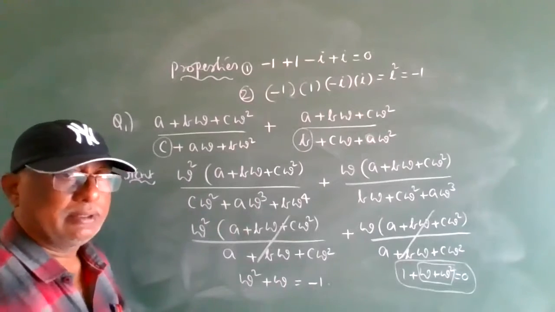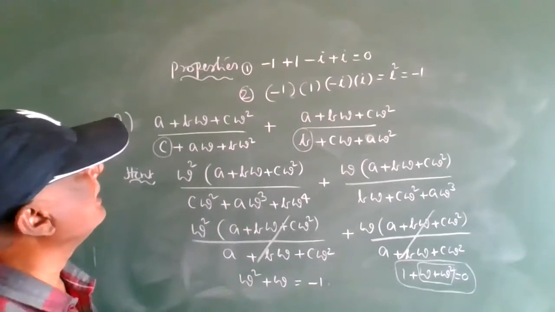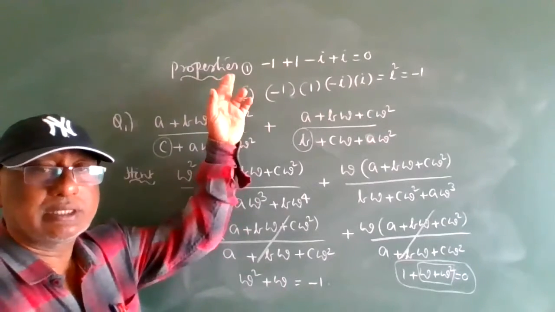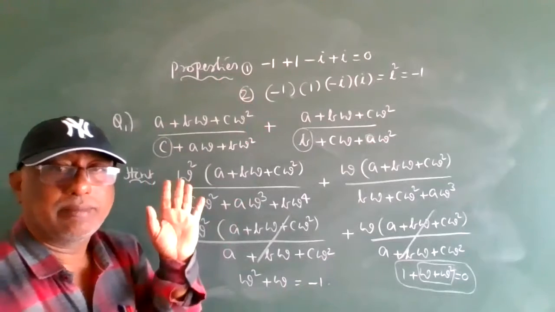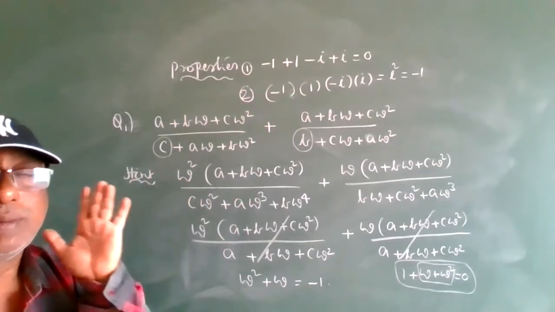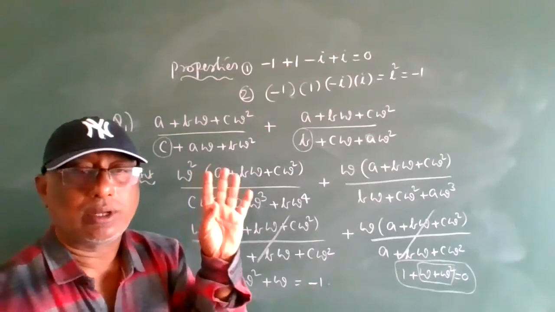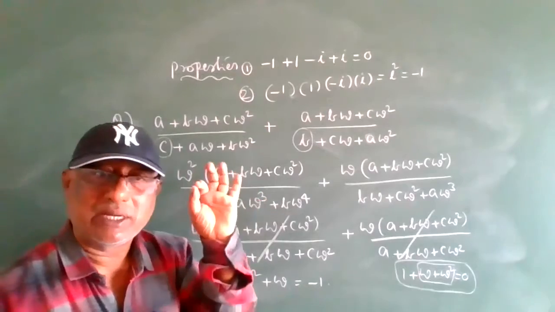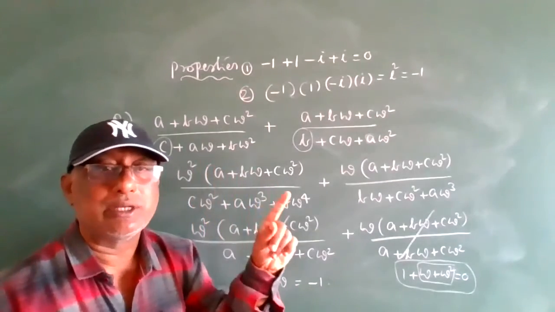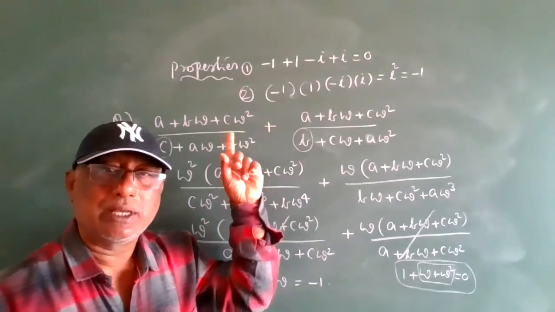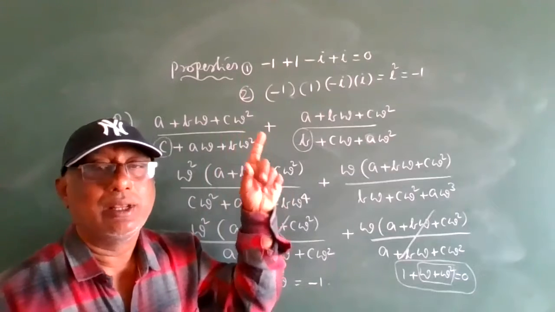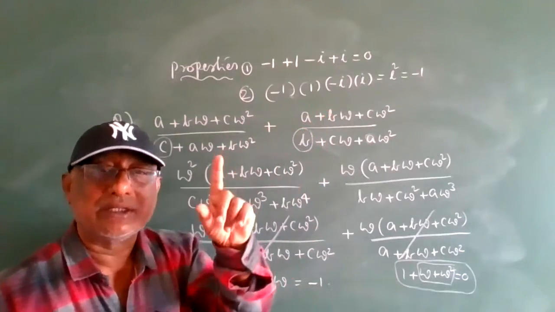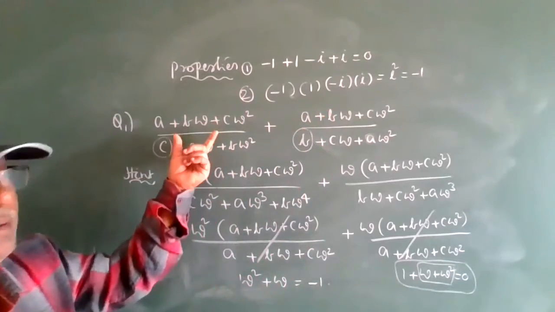Right. See everyone, first given problem is, so properties we can see minus 1 plus 1 minus i plus i is equal to 0 by the addition of the fourth roots. Cube root also addition is 0, by the multiplication the cube root value is 1, but fourth root multiplication is minus 1. So problem I will take.